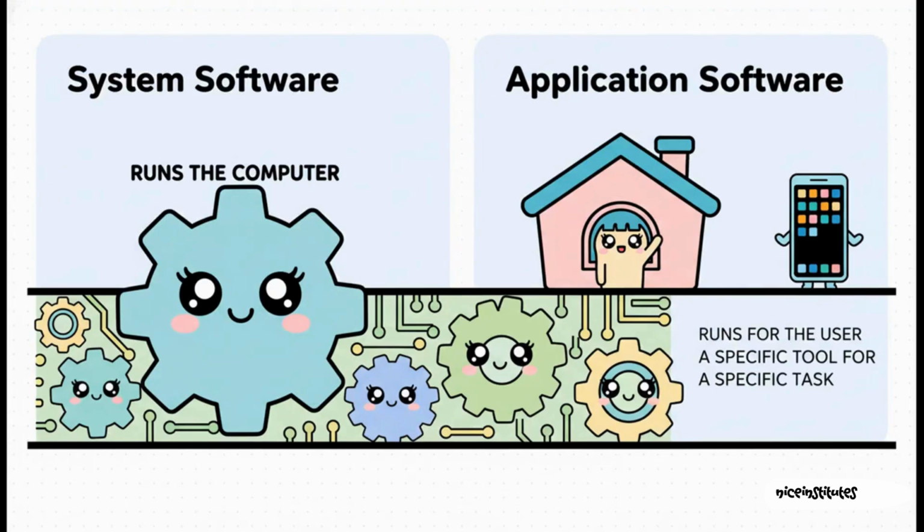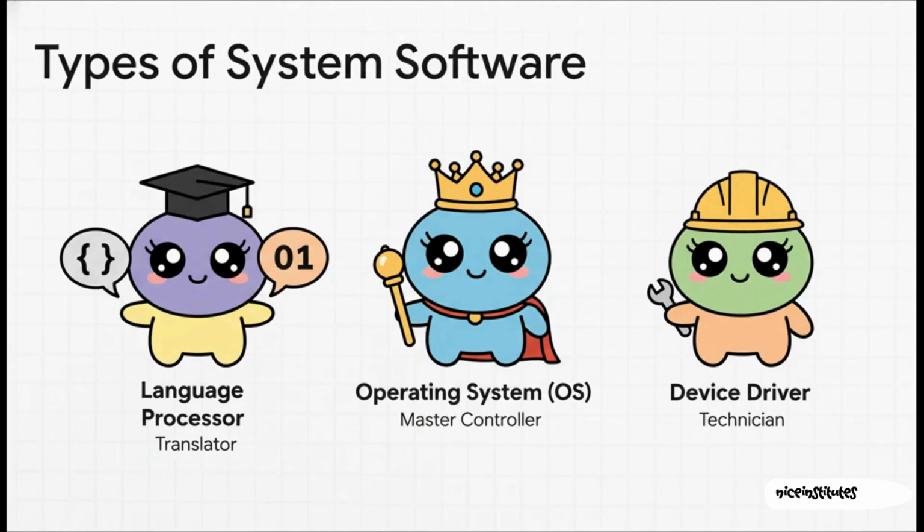And this slide, it just lays out the difference so clearly. System software, its job is to run the computer itself. It's the foundation. Application software, on the other hand, runs for you, so you can do something specific. It's the building you put on top of that foundation. One is for general purpose, the other is super specialized. Now, this foundational layer isn't just one big block. It's actually made up of a few key components.